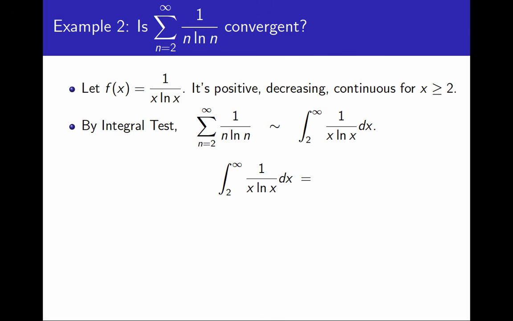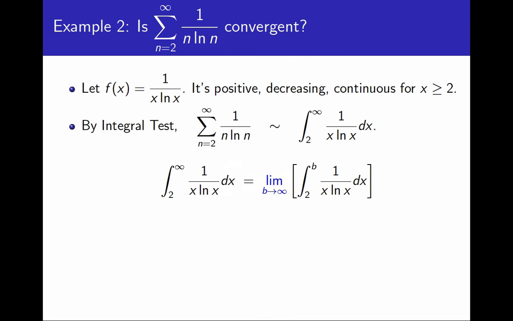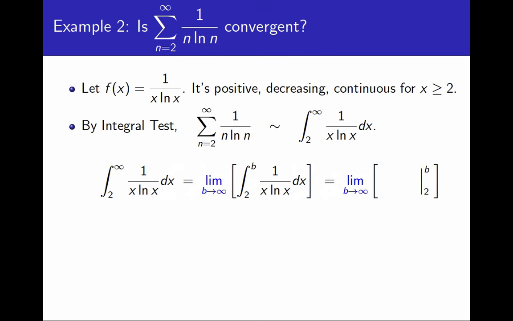The integral from 2 to infinity of this function is defined as the limit as b goes to infinity of the integral from 2 to b. So, what I need to do is find an antiderivative for 1 over x ln x, and then I will evaluate that antiderivative at b, minus evaluate it at 2, and then take the limit as b goes to infinity.